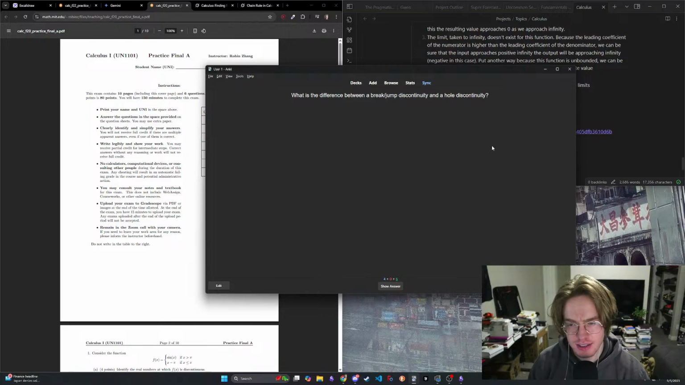What's the difference between a break slash jump discontinuity and a hole discontinuity? A hole can be filled. This occurs when the function is undefined at a particular value, and you can convert the function to an algebraically equivalent one, removing the discontinuity.